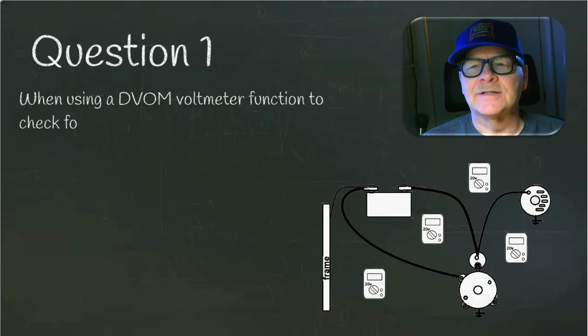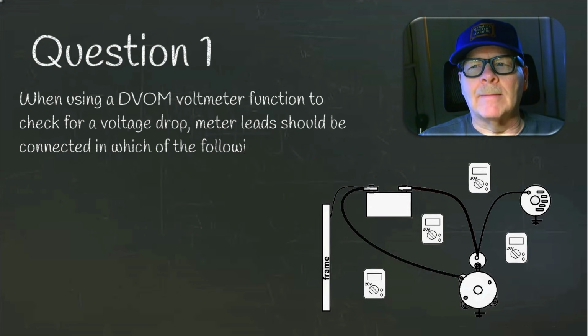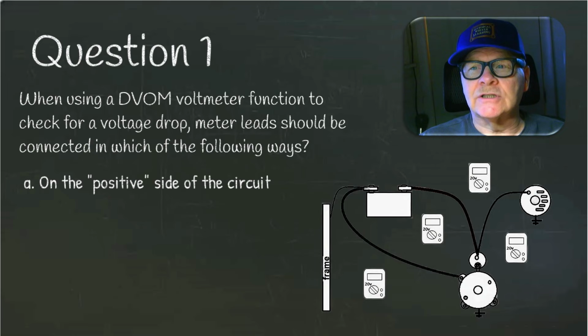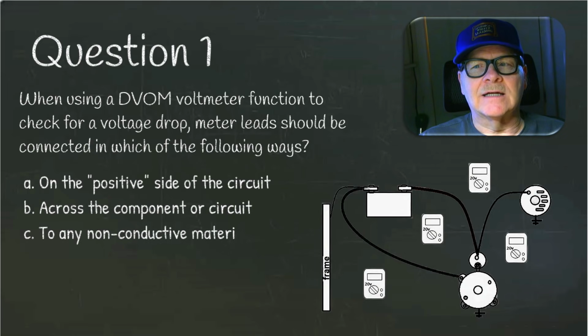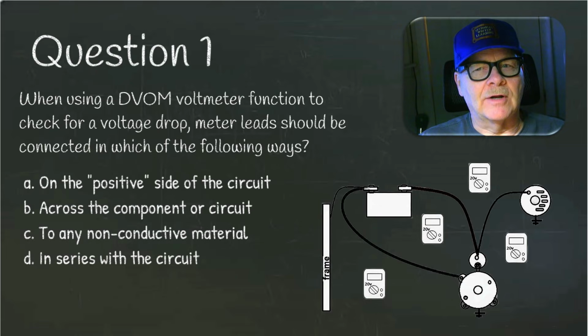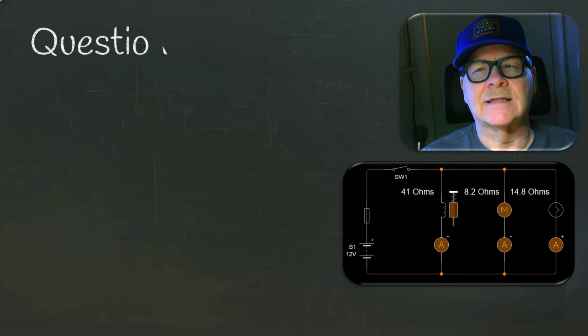When using a DVOM voltmeter function to check for a voltage drop, the meter lead should be connected in which of the following ways? On the positive side of the circuit, across the component or the circuit, to any non-conductive material, or in series with the circuit? That's question number 1, and we're going to go through the answers at the end, so you'll be able to tell me how you did at the end.